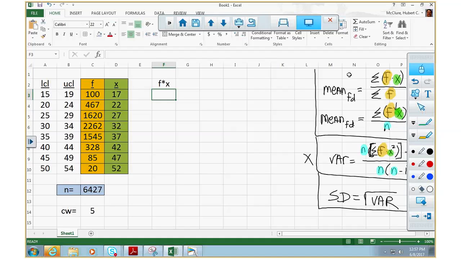Okay. So equals, I'm going to take this number and I'm going to multiply it by this number. And you're going to copy that down.